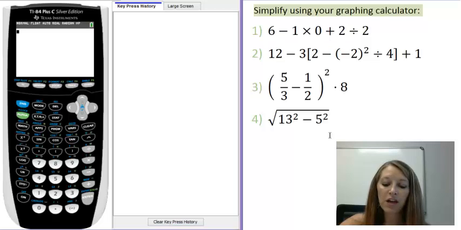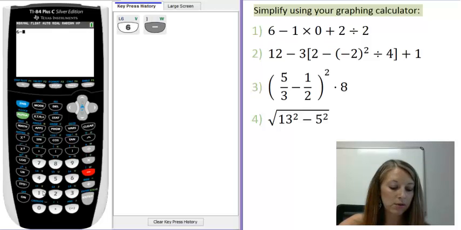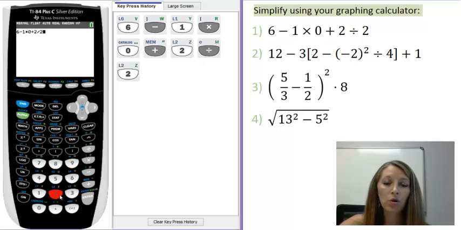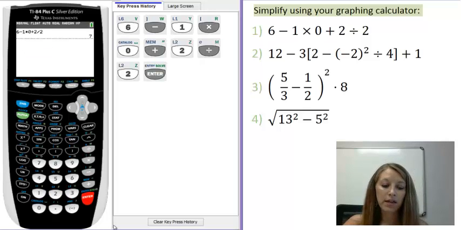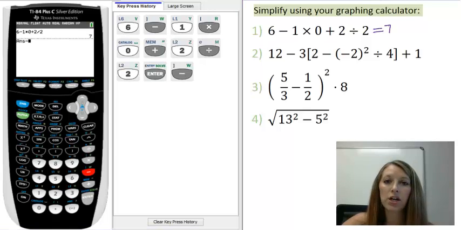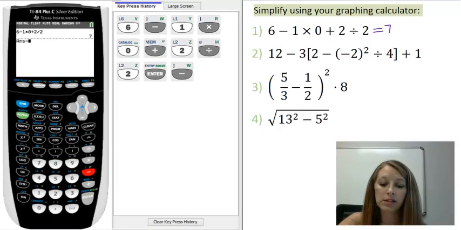So to simplify these expressions using the calculator, all we have to do is type it exactly like we see it. So let's start with example 1. 6 minus 1 times 0 plus 2 divided by 2. And your calculator will know the correct order and to simplify this expression here. So if we hit enter, we figure out the correct answer, and that is 7. So this is a way you can use your calculator to check large problems such as this.